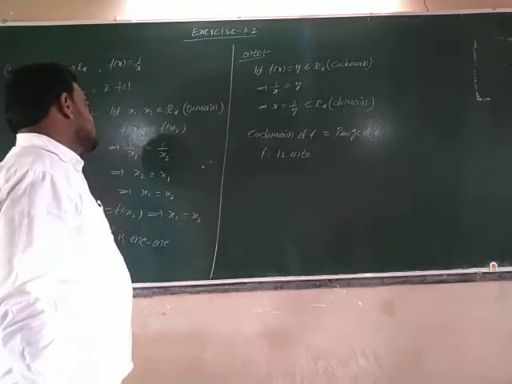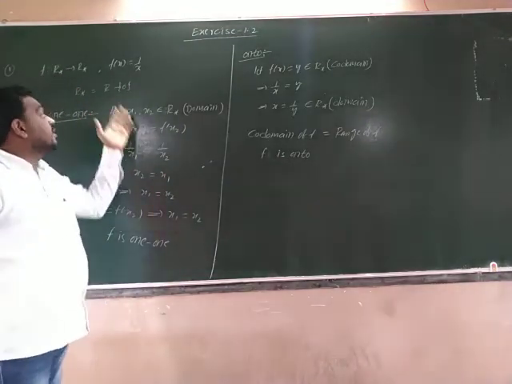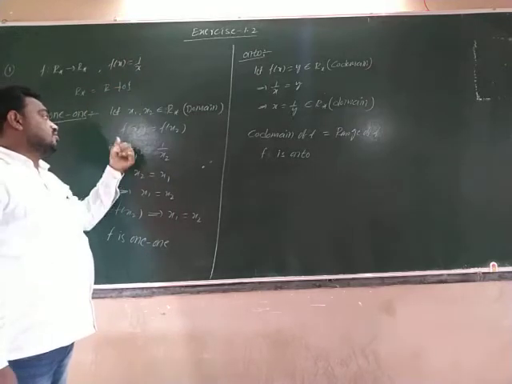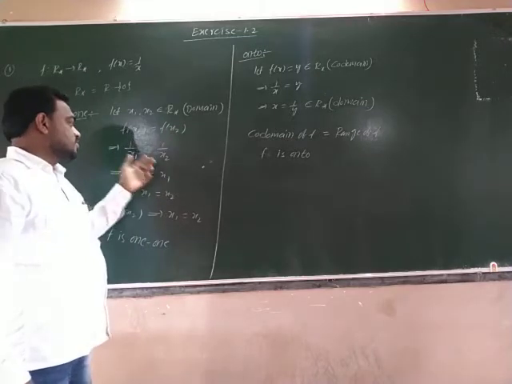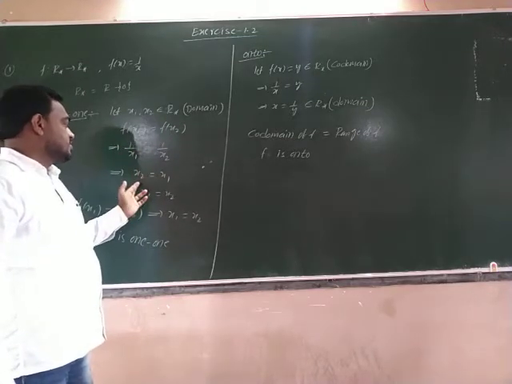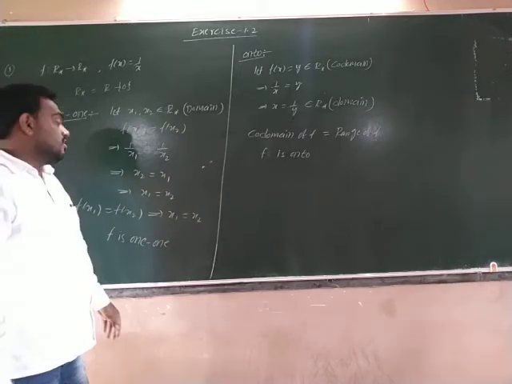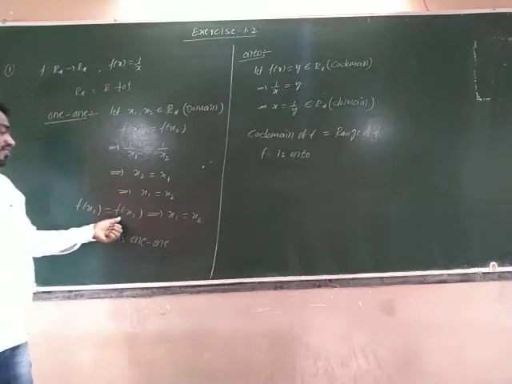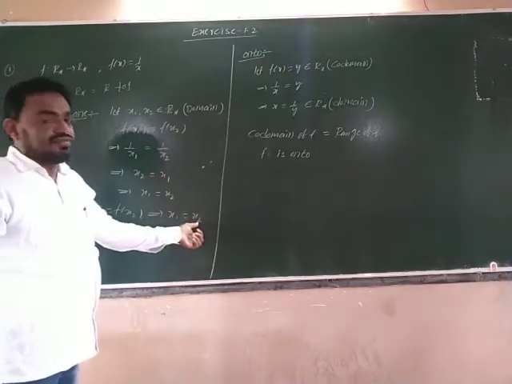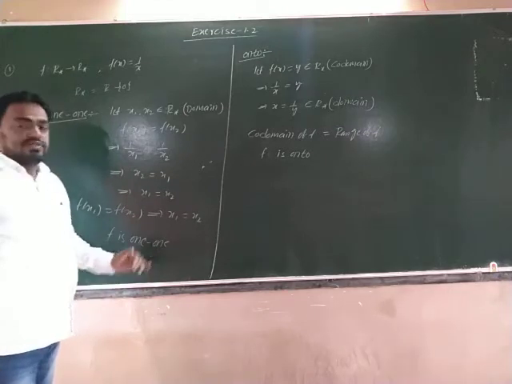This one is very easy. We are just assuming f of x1 equal to f of x2. Then f of x equal to 1 by x, so f of x1 equal to 1 by x1 and f of x2 equal to 1 by x2. By cross multiplication, 1 into x2 equals 1 into x1. A equal to b is nothing but b equal to a also, so x1 equal to x2. We assumed f of x1 equal to f of x2 implies that x1 equal to x2. This is the definition of a one-one function. So f is one-one.